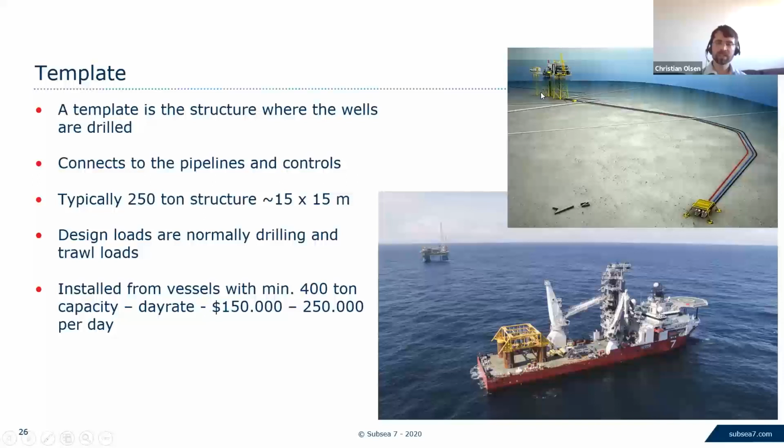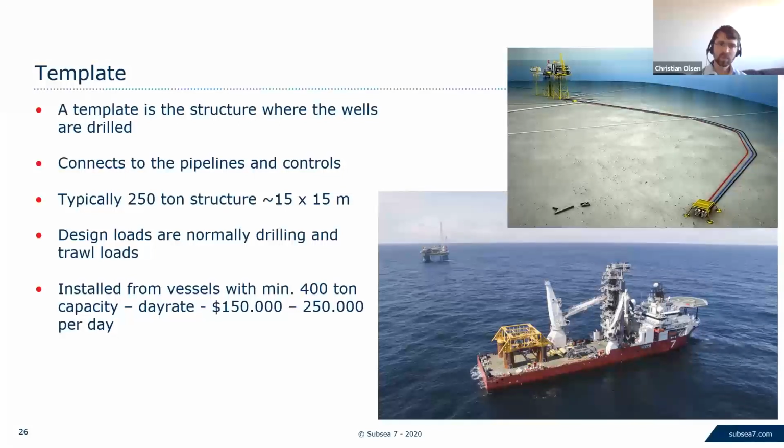So the template is where the drilling takes place, and then you connect up your pipelines to the template and get the oil flowing through there. So it's a key infrastructure. It's very important. Typically, these ones are about 250 tons, 15 by 15 meters. And the side load is normally drilling related, or occasionally it could be trawl loads as well.